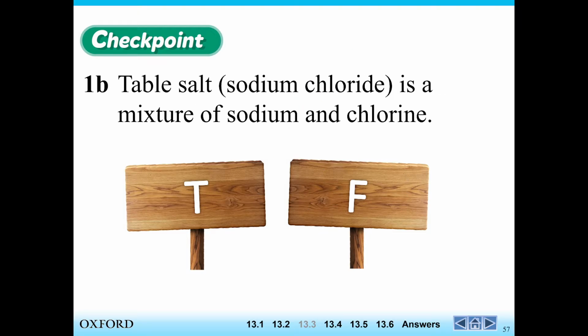On the other hand, we have table salt. Table salt, we know, is sodium chloride. And I give you a hint that just by looking at the name, you can guess whether it's a mixture or not. So sodium chloride here is a mixture of sodium and chlorine. Is that true? Of course not. We know that it's a compound, because when we chemically combine sodium and chlorine together, you would get sodium chloride. So this is also false.